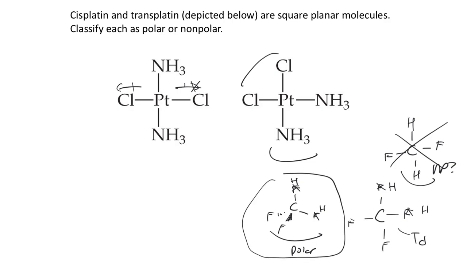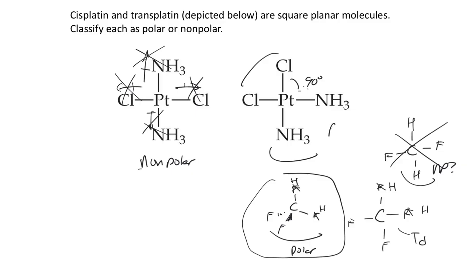Well, in the case of the platinum compounds, we're telling you that they're really truly square planar, meaning these bond angles here are perfectly 90 degrees. And so in this structure, the dipoles between platinum and nitrogen perfectly cancel, and the dipoles between the two chlorines cancel. So whatever the strength is here cancels out, whatever the strength is here cancels out, and the net molecule ends up being nonpolar.